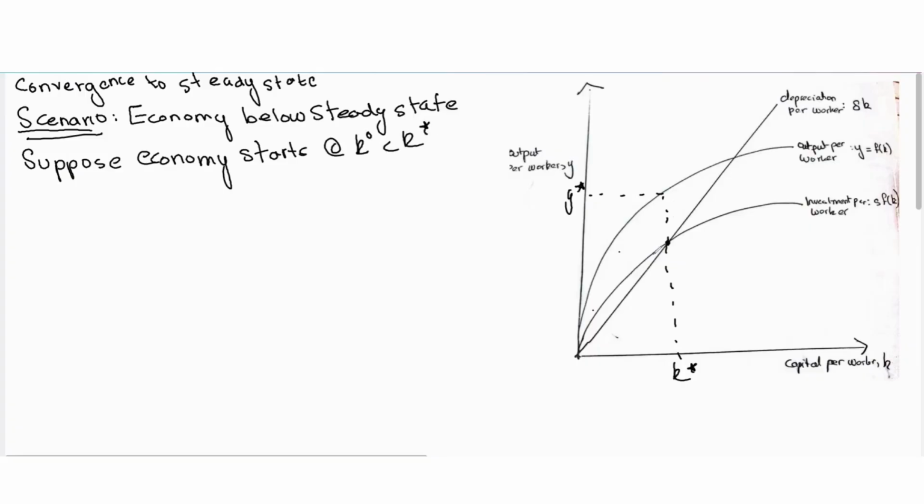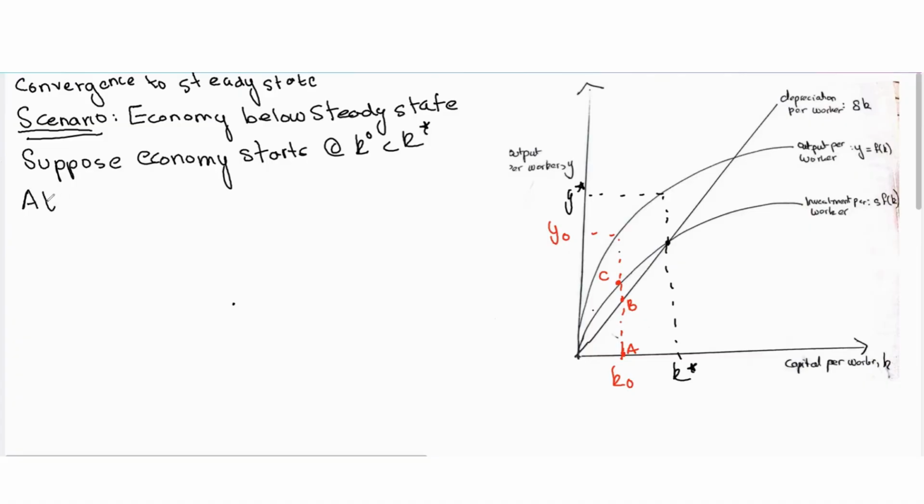less than K star. So let's assume this is K naught, and let's make a dotted line from here. This is the corresponding Y naught, and let's label this point A, this B, and this C. Right, so suppose the economy starts at K naught.